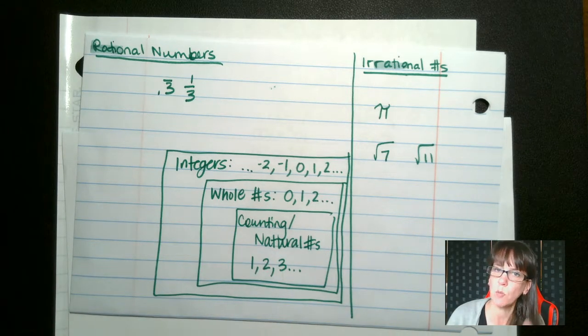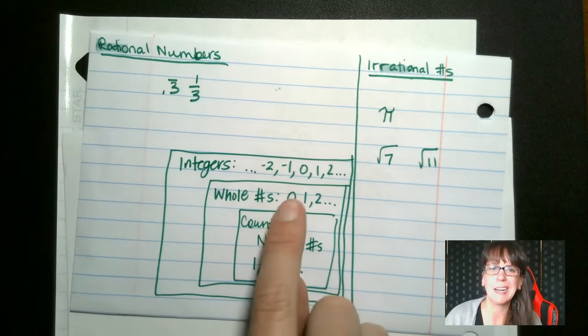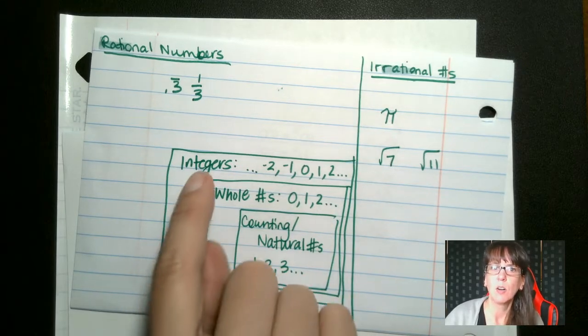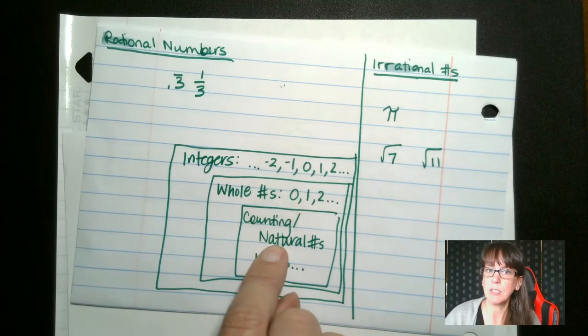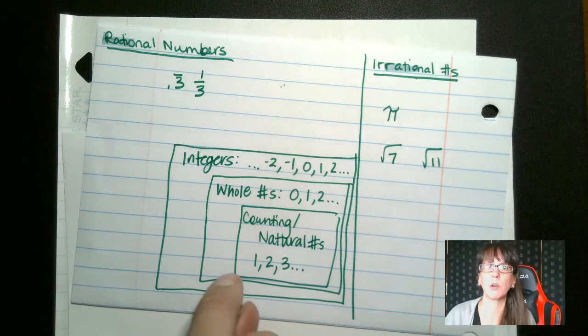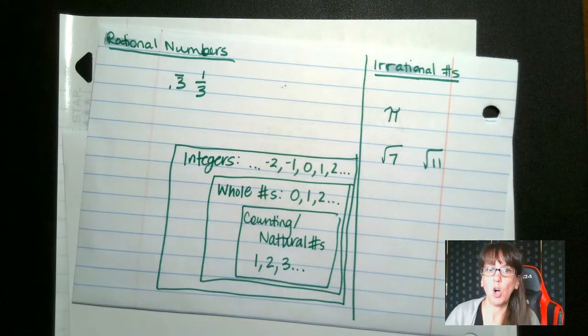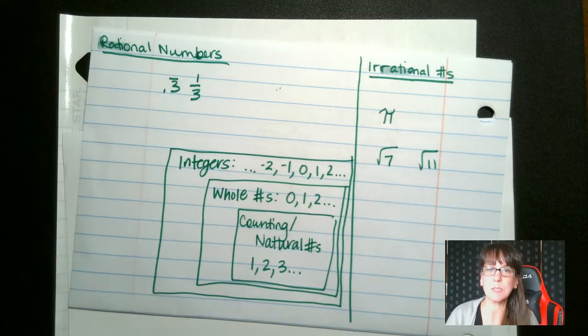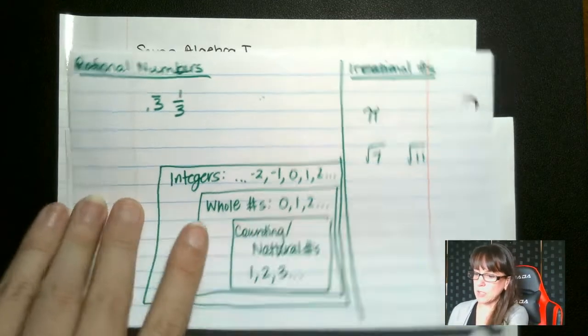Counting numbers are things we use to count: 1, 2, 3, 4. Whole numbers are 0 plus our counting numbers. Integers are 0 plus our counting numbers and their opposites, so -2, -3, -4, and so on. Rational numbers are all of these numbers plus any fractions and any decimals that terminate or repeat. Okay, so why is this important?